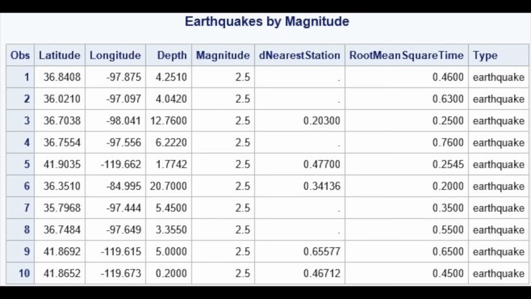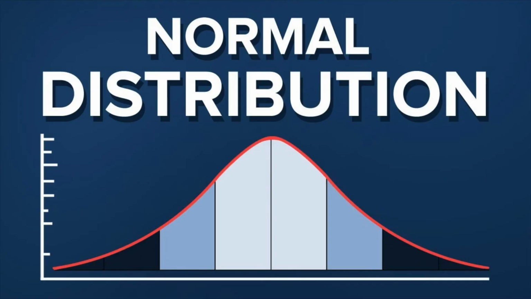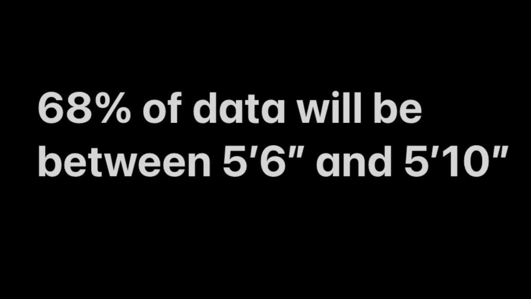Let's say the data set of heights of gym members that worked out that day was normally distributed, and the average height was 5 feet and 8 inches tall. And let's say the standard deviation was 2 inches. The empirical rule says that the range of values from one standard deviation above and below the average, in this case, the range of heights from 5'6" to 5'10", will encompass 68% of the values in the dataset.